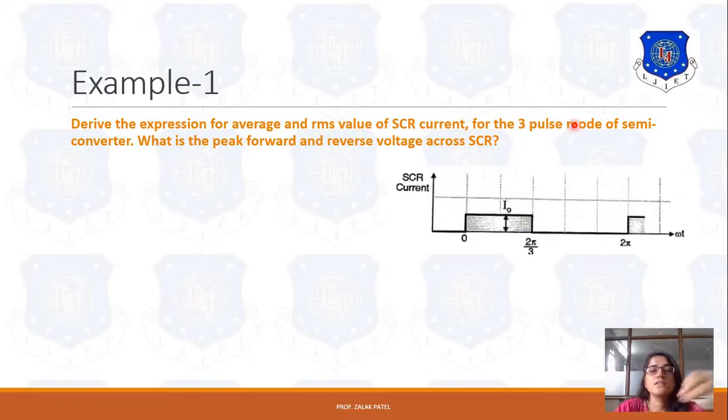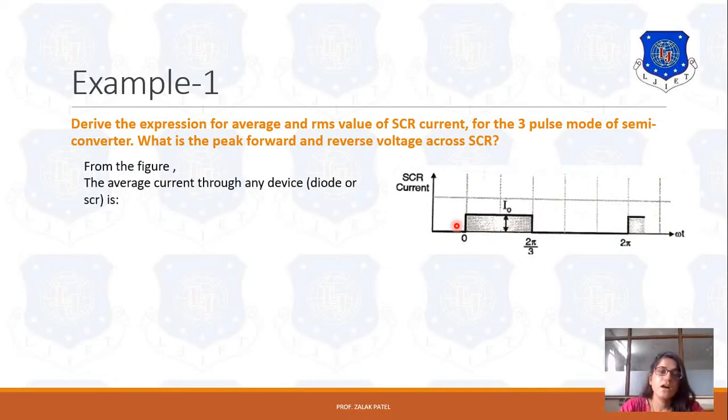So consider this figure. Using this figure we will do the calculation for the SCR average current as well as the RMS current. As you see in this figure, the maximum current appears between 0 to 2 pi by 3. From the figure, the average current through any device: if you remember the structure of the three-phase converter, there are 3 SCRs and 3 diodes.